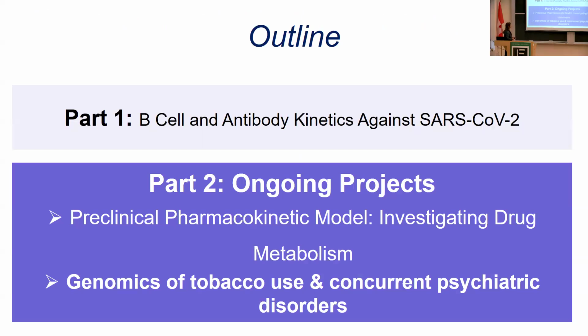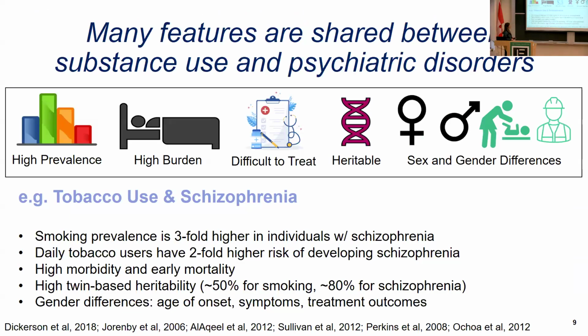So in the second part, I'm just mentioning here that many features are shared between substance use and psychiatric disorders. So our interest is to find the genetic liability between schizophrenia and smoking behaviors, because they have some of the same symptoms. And also the main point is that the heritability of smoking is 50%, twin-based heritability, and for schizophrenia it is 80%. And we would like to see which one causes the other one, based on the genetic liabilities, which is very important. And you can see that even for smoking, daily tobacco users have twofold higher risk of developing schizophrenia.